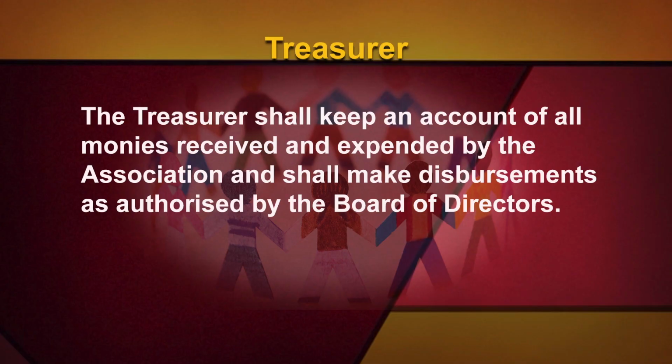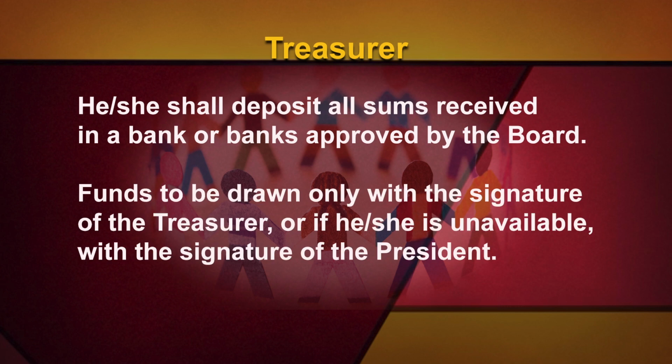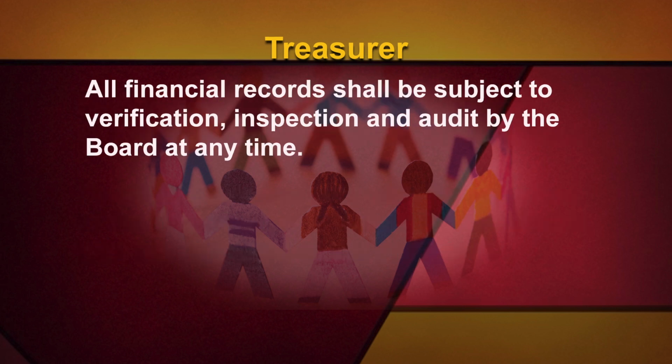Treasurer. The treasurer has primary responsibility for all financial matters relative to the chapter and for promoting monthly meeting attendance. The treasurer shall keep an account of all monies received and expended by the association and shall make distribution as authorized by the board of directors. He or she shall deposit all sums received in bank or banks approved by the board. Funds to be drawn only with the signature of the treasurer, or if he or she is unavailable, with the signature of the president.